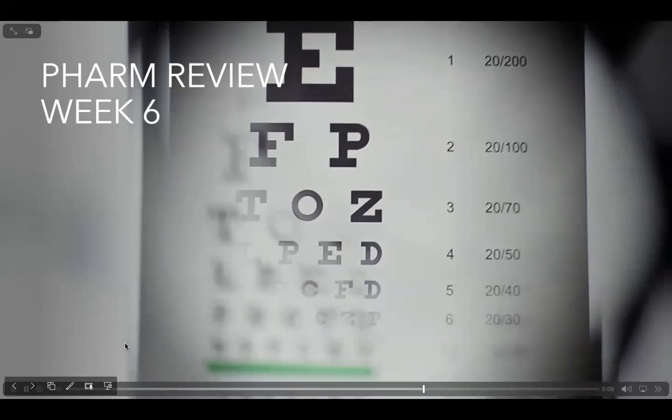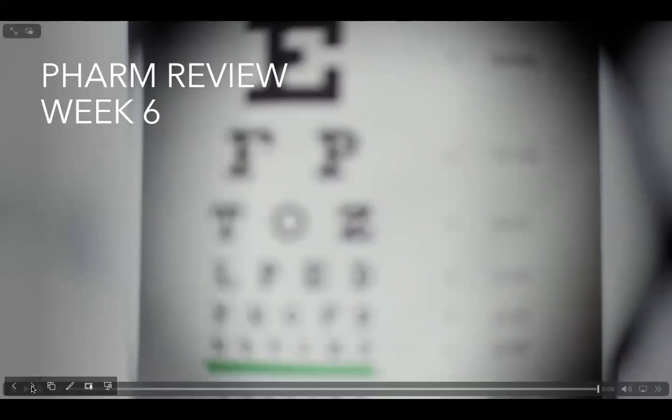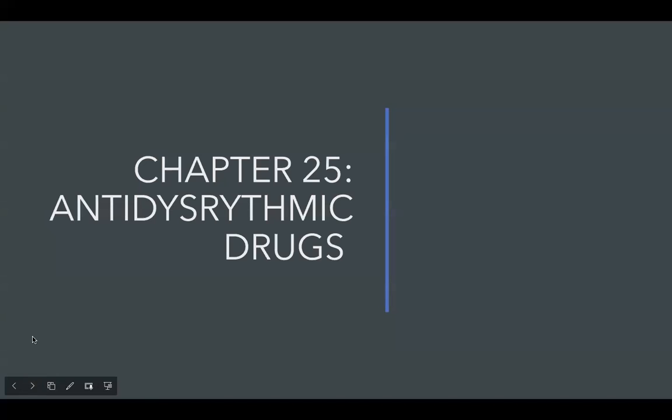Okay, so we are going through the week 6 content for both Dr. Saravanan and Mrs. Reeves' course. We're going to start with chapter 25. This is your antidysrhythmic drugs.